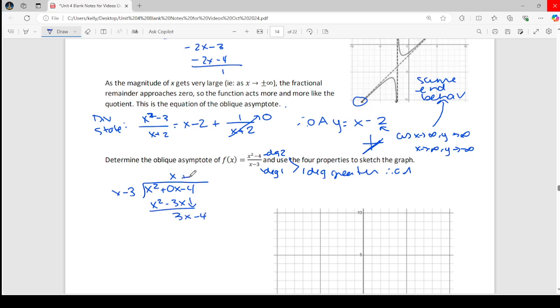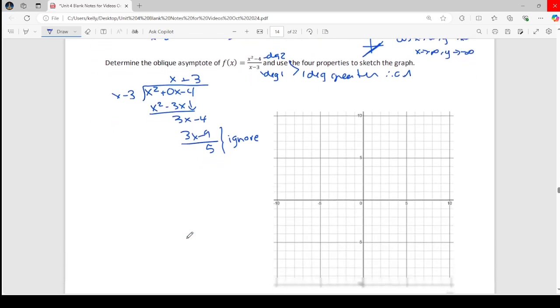3x divided by x is plus 3. Then I'll get 3x minus 9. And honestly, this remainder doesn't matter. It's 5. This part we can just ignore. If you don't even finish that part of the division, honestly, I'm okay with it.